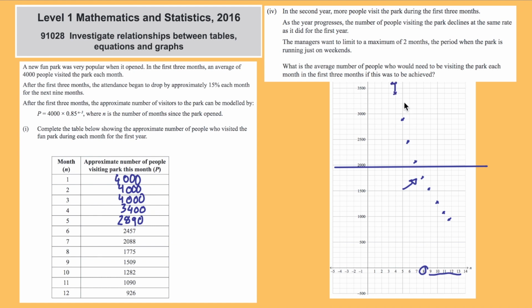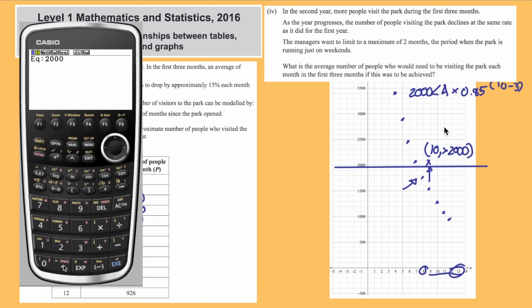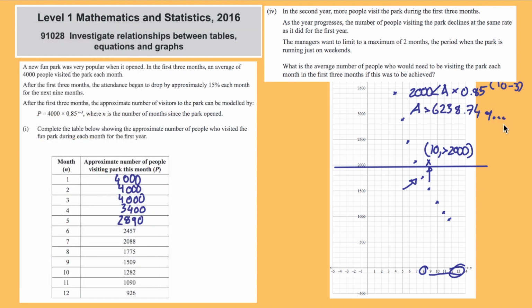This results in a vertical stretch so that the park is open on weekends for only 2 months rather than 4 months. This means that month 10 is now the one that has fewer than 2,000 visitors. We can pop this into the equation and see that 2,000 is less than some value a times 0.85 to the power of 10 minus 3. Put the equation in the solver of the calculator with an equal sign rather than the less than. A is equal to 6,238.749 something. As a is on the right hand side of the equation, it must be at least that.